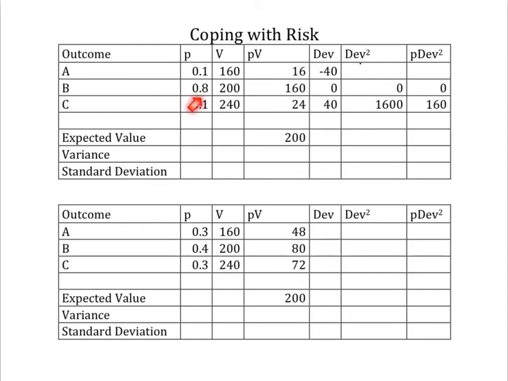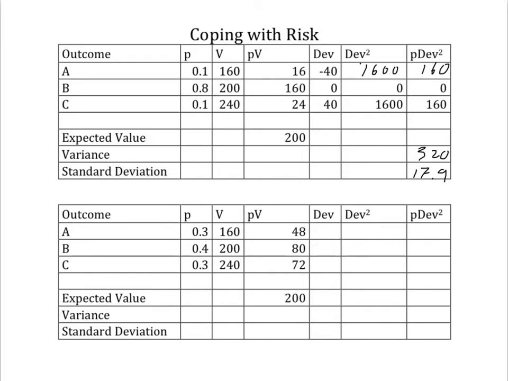To obtain the variance for the first investment, subtract 200 from the value of each outcome. For example, 160 minus 200 equals negative 40. Square it and multiply by the probability, then sum up to get a variance of 320. The square root of 320 is 17.9.